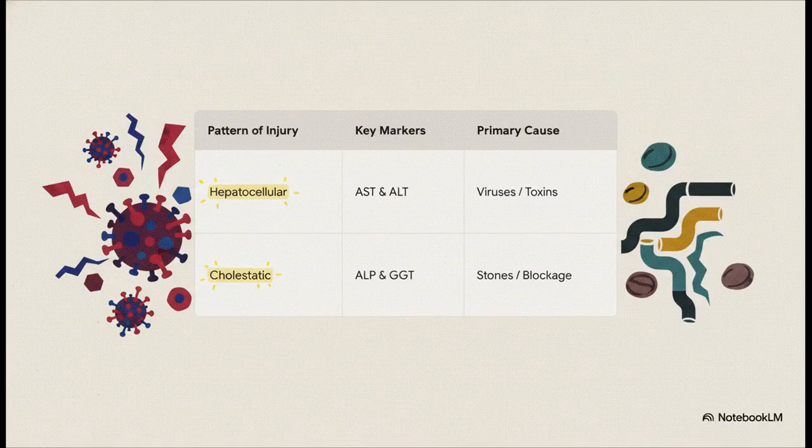There are really two main patterns of attack. If the alarms are blaring from AST and ALT, we're looking at a hepatocellular pattern. That means the liver cells themselves, the workers in the refinery, are under direct assault, usually from viruses or toxins. But if ALP and GGT are the ones spiking, that points to a cholestatic pattern. Think of that one as a plumbing problem, a physical blockage in the pipes, most often from stones.